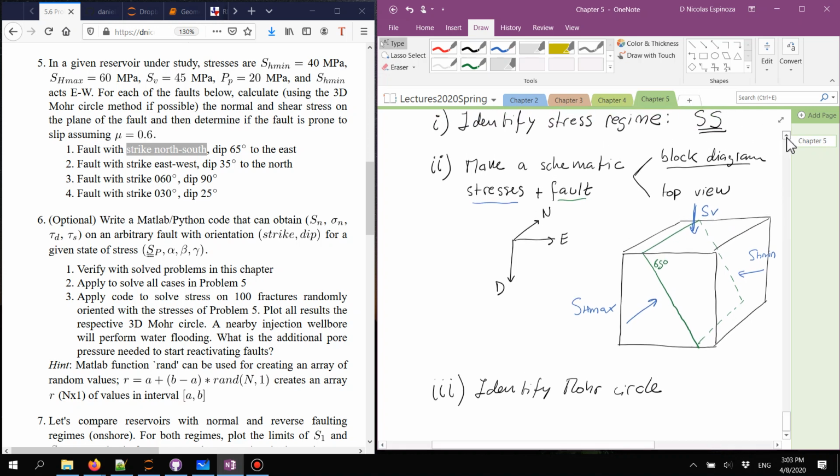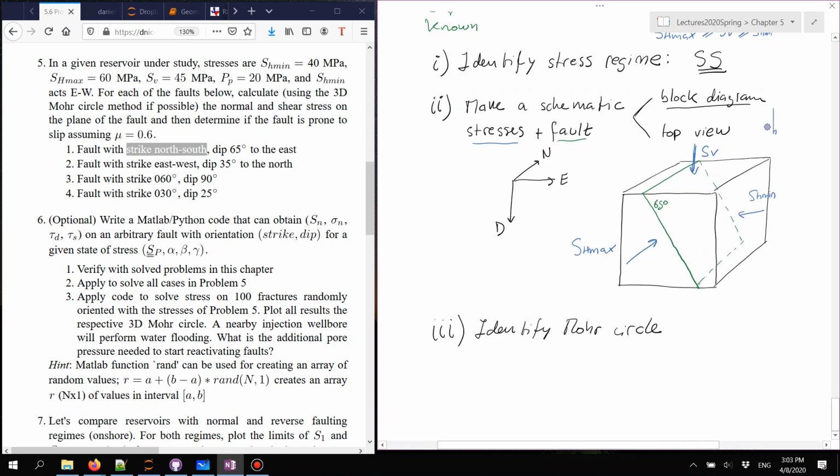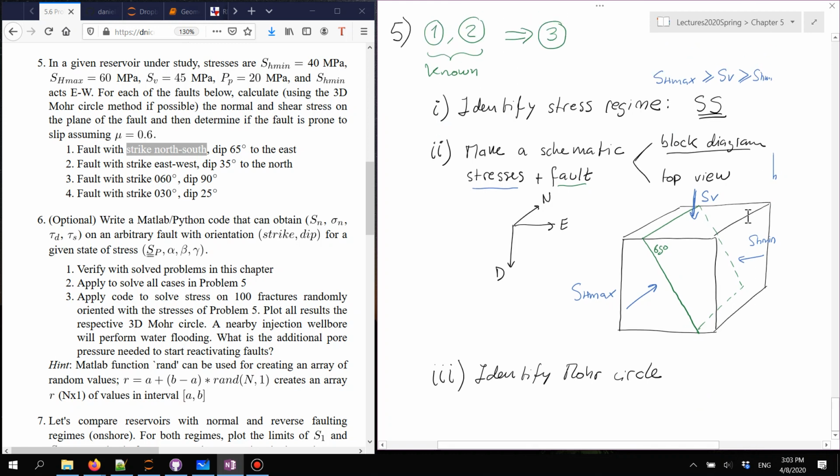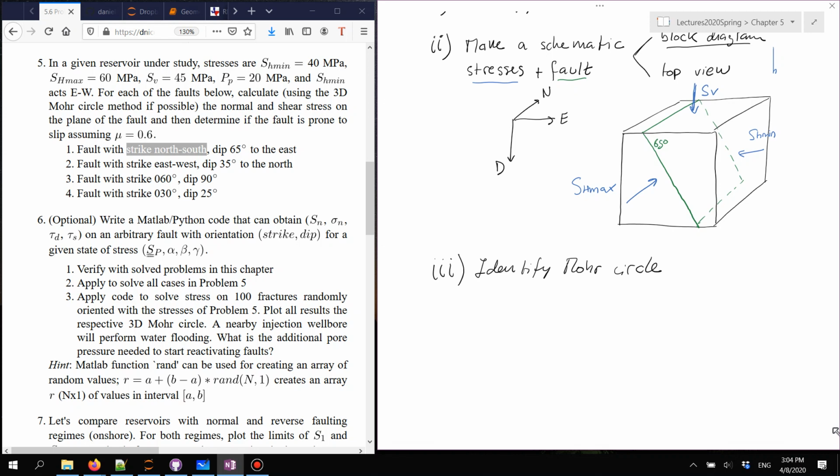Let me complete that over here. We knew that from the first step. This is strike-slip. Therefore, SH max is equal or higher than SV, which is equal or higher than SH min. Okay. So let's go ahead then and draw that Mohr circle that corresponds to this case.